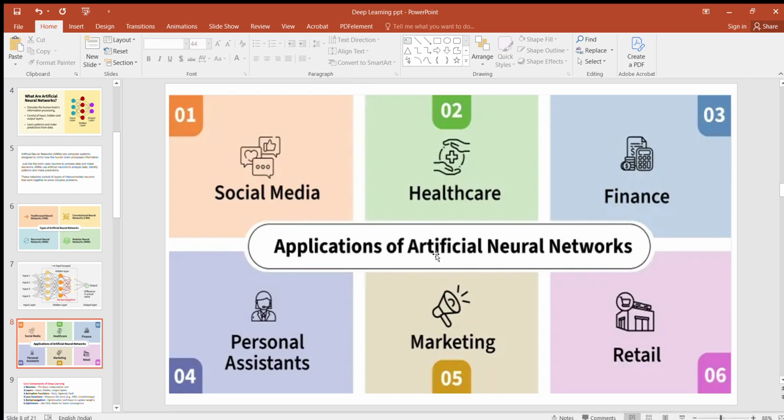So here, these are the applications of ANN, artificial neural networks. Thirty or forty years back, what was the role of computers? Very rare only. Nowadays, any office, any shop, even a kirana shop, maintains a computer. So you can understand the importance of computers. In the same way, applications of artificial neural networks are used in each and every domain, that is social media, healthcare, finance, personal assistance, marketing, retail, and so on. These artificial neural networks are going to be implemented everywhere.